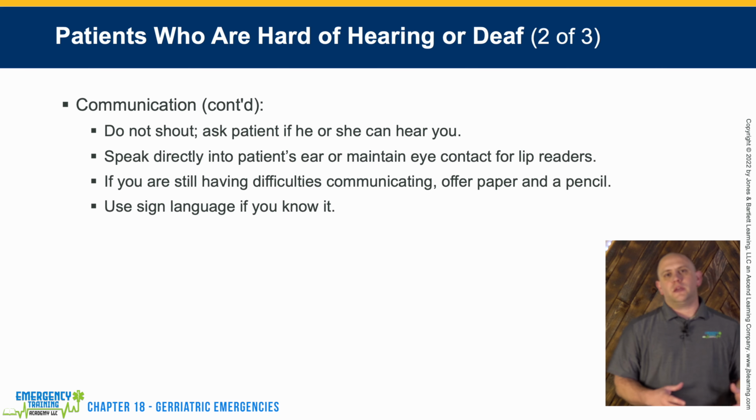As part of making sure that we're not prejudging any of these patients, we don't want to walk up to our patients and begin shouting at them to see if they can hear us. We want to walk up and in a normal voice ask the patient if they can hear you, speaking directly to them. If we need to, we can speak directly to their ear, maintain eye contact, like I said, so that they can read our lips if they're able to. And if they're still having trouble communicating, we can offer a pen and paper.